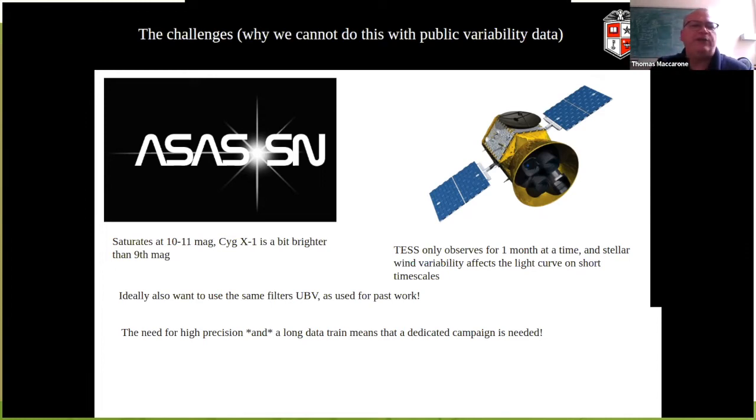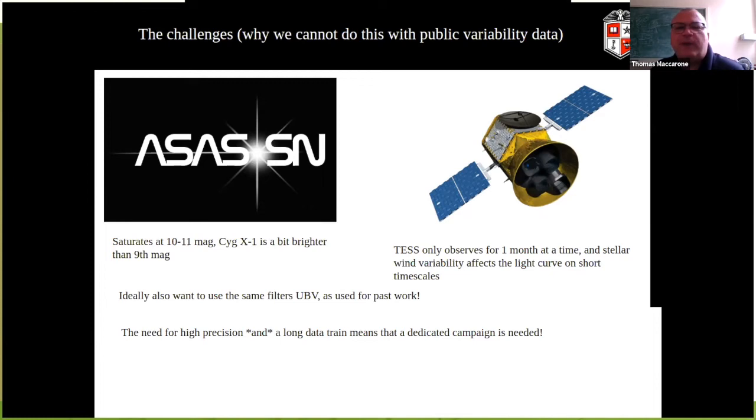If you're looking for really strong variability, you can use moderately saturated stars and get useful information out of the ASAS-SN data. But we're looking for pretty subtle variability, only about 0.04 magnitudes. And so we don't want to try to backtrack out the saturation effects from ASAS-SN.